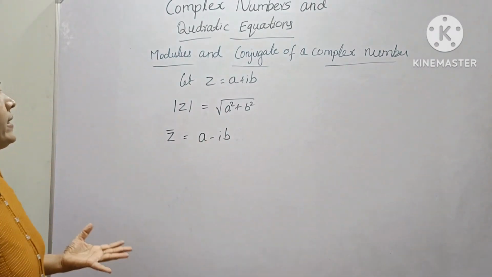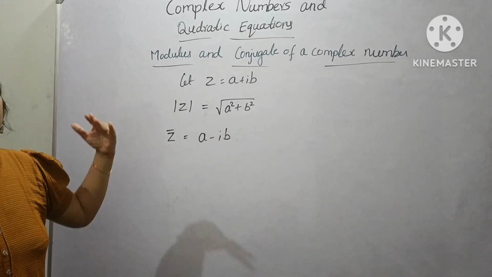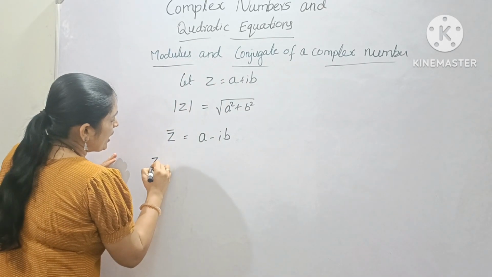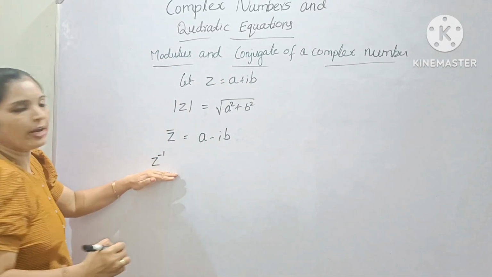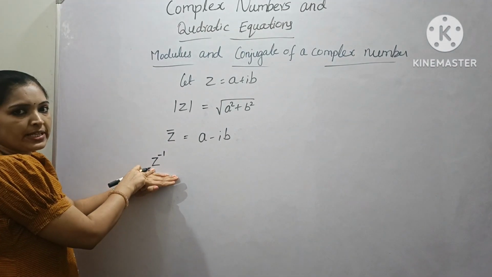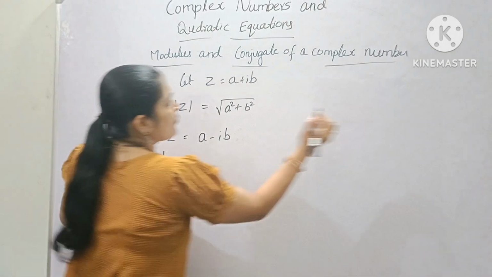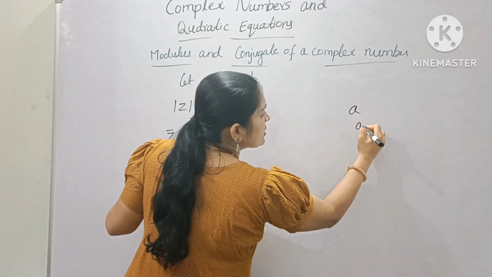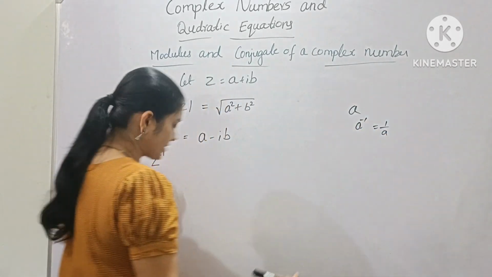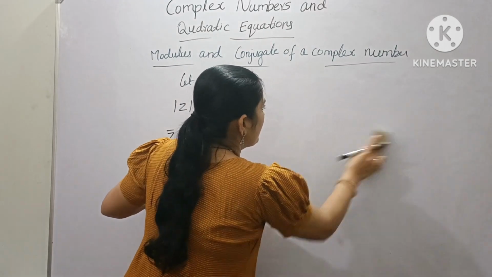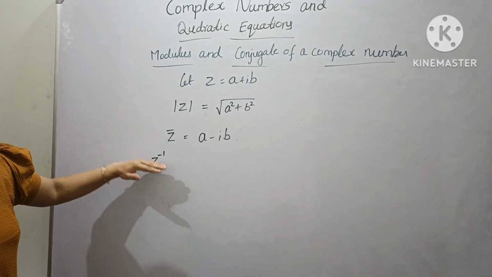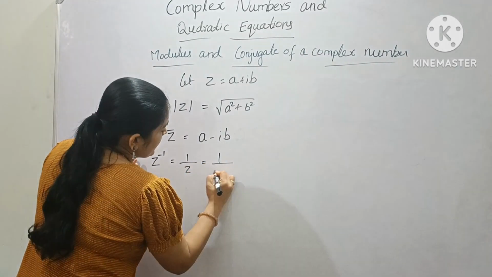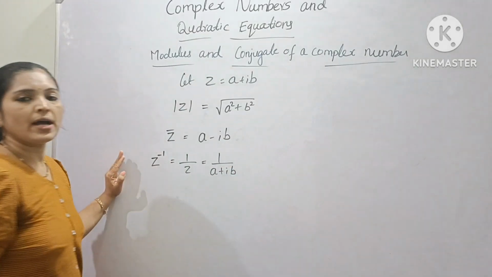Next, let us see what is the multiplicative inverse of a complex number. See, z is a complex number. Then multiplicative inverse is denoted by z inverse. If a is a real number, then what is its multiplicative inverse? It is nothing but a inverse, that is 1 by a, isn't it? In the same way, multiplicative inverse of a complex number is z inverse, that is equal to 1 by z, that is equal to 1 by a plus ib.